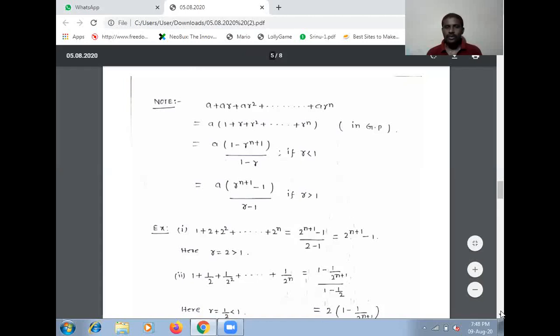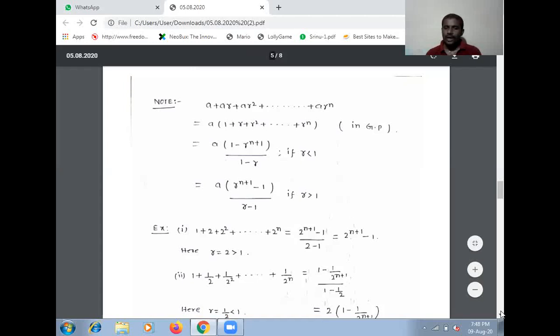The sum is equal to the two formulas we have. So first case is R less than 1 and second case is R greater than 1. So if R less than 1, we have the formula A of 1 minus R to the power of n plus 1 by 1 minus R.